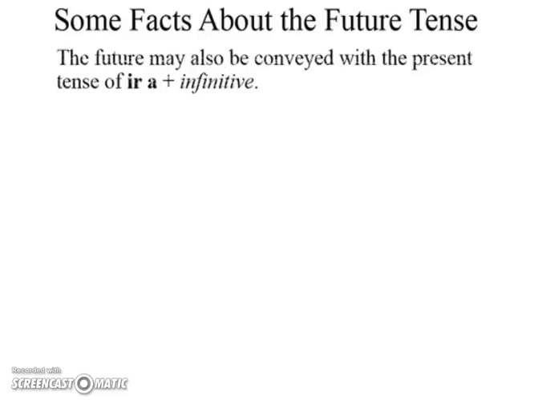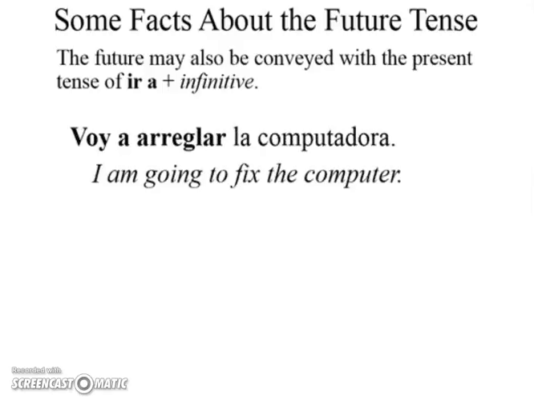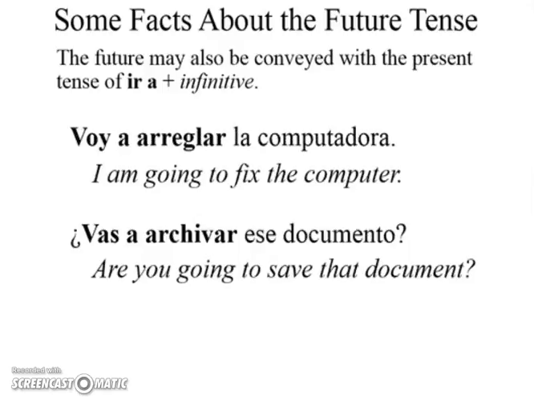And we also use ir plus a plus the infinitive. So don't forget that too. That was from Spanish 1, and there's nothing wrong with using ir plus a plus the infinitive. I'm just showing you a new way to convey a future action by forming it with the infinitive and adding your ending. So here I'm going to do something. Voy a arreglar la computadora. Vas a archivar ese documento. Okay, so these are kind of computer-centered vocabulary, but that's not really our focus right now. So remember that ir plus a plus the infinitive could also be used here.